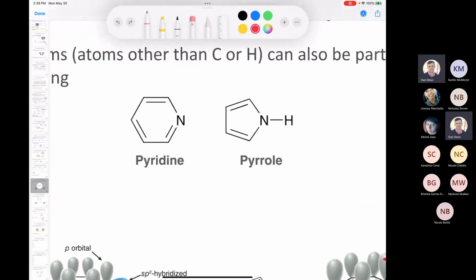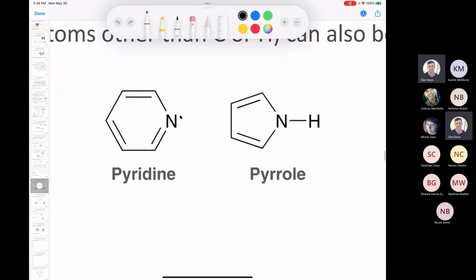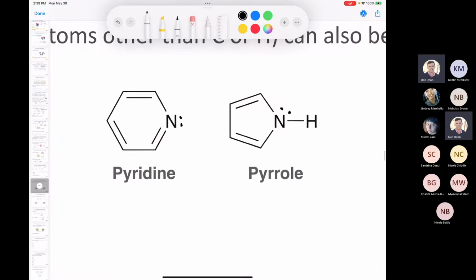In fact, the lone pair on the nitrogen of pyridine is localized. It's not involved in resonance. We went over this in chapter 1 of Organic Chemistry 1. However, the lone pair in pyrrole is delocalized, and it is participating in resonance, and it is part of what causes the compound to be aromatic. Let me show you why.